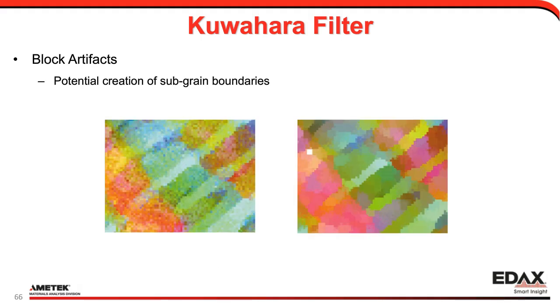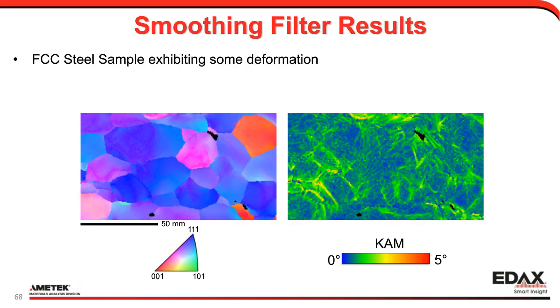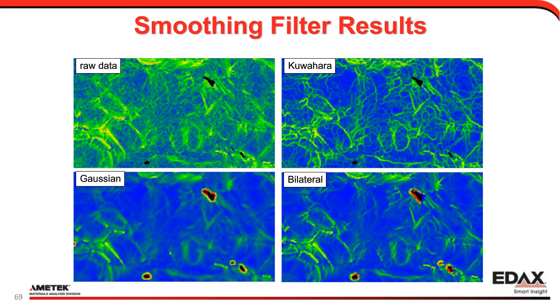And that will clean up the image, but it can create artificial subgrain boundaries. In this case, it seems to fit well. And there's one called a bilateral filter, which is basically a mix of these two ideas. So here's an example for a steel, and you can see the CAM on the right without any of this filtering. And here's the effect on the CAM if we do this filtering.